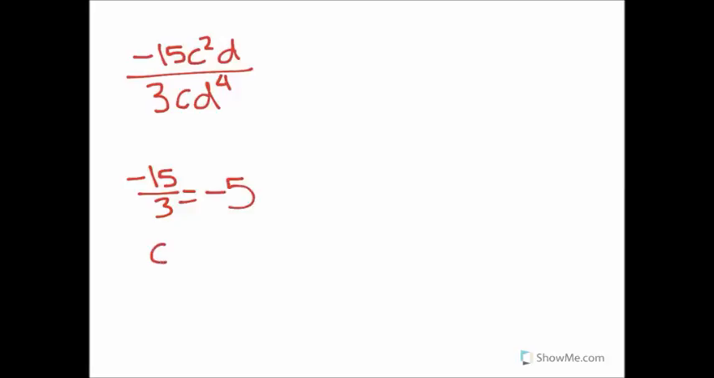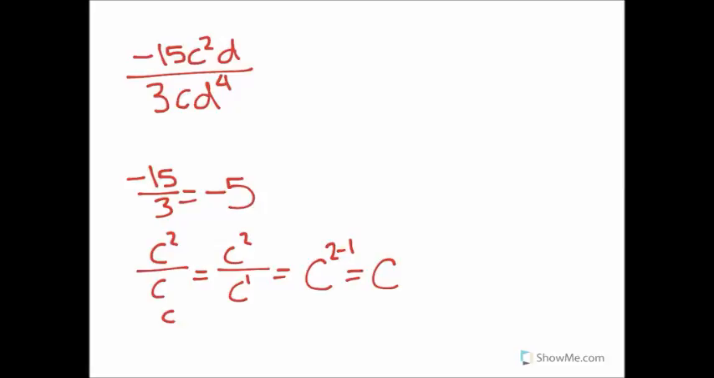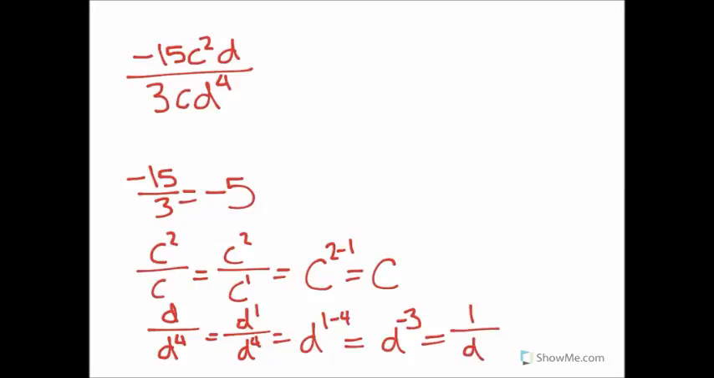Now, c squared over c is the same as c squared over c to the power of 1. And using our power rules, we can say that this is equal to c to the power of 2 minus 1, or just c. And then, d over d to the power of 4 is equal to d to the power of 1 over d to the power of 4, which is d to the power of 1 minus 4, or d to the negative third. And this is 1 over d to the third. And so then, combining all of these together, we find that our final answer is negative 5c over d cubed.